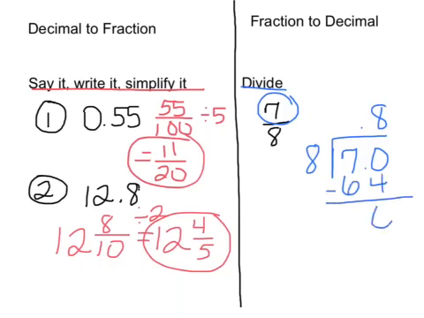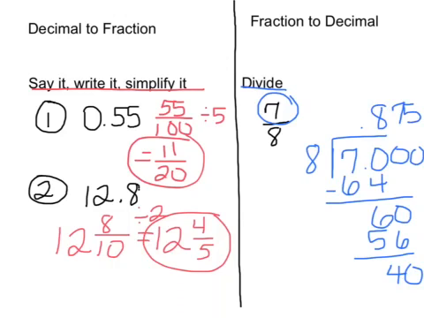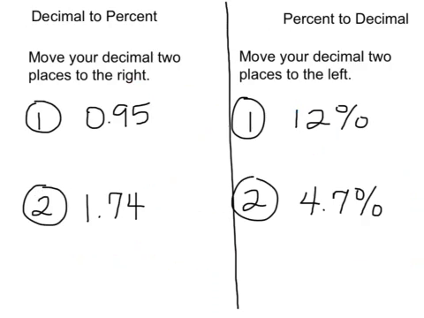Let's subtract. We get 6, add a 0, bring it down. 8 can go into 60 7 times, which is 56. Subtract, we get 4, add a 0, bring it down, and 8 can go into 40 exactly 5 times. So we have now changed this fraction into the decimal of 875 thousandths.